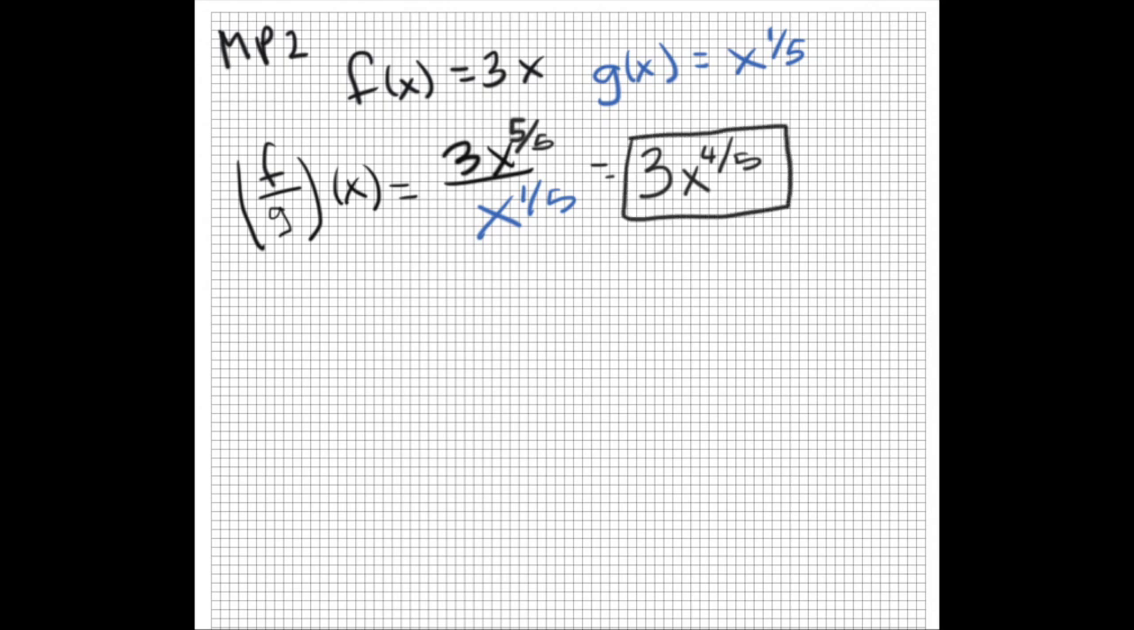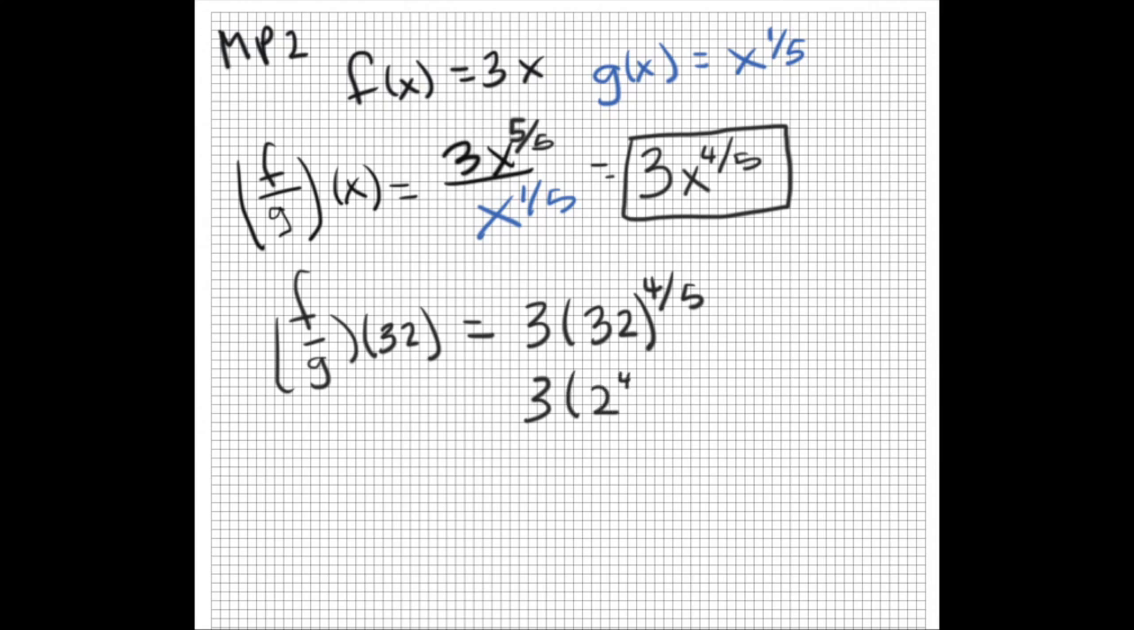Then they want you to evaluate the new function for 32. So I'm going to take 32 to the 4/5. And I know that the fifth root of 32 is 2. 2 to the 4th is 16. So 3 times 16 is 48.